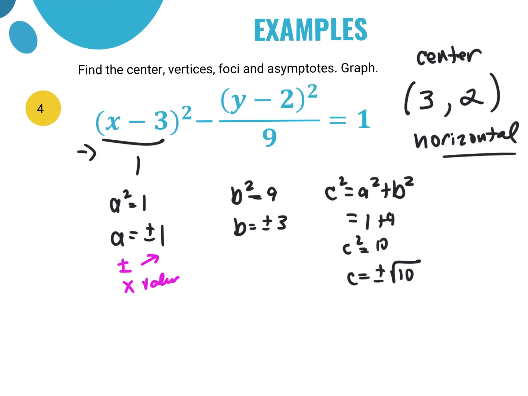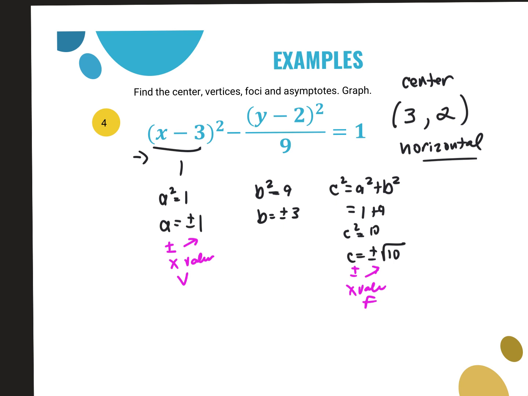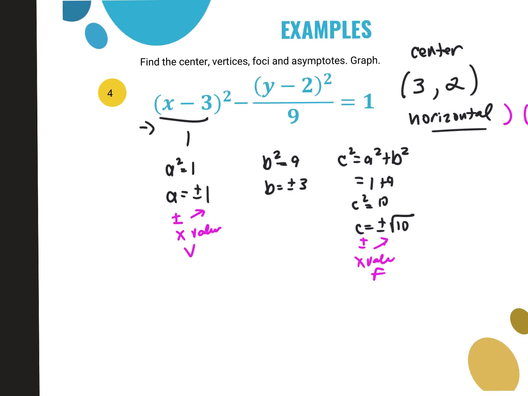You're going to add and subtract radical 10 to your x value to find your foci. This is to find our vertices. So you can kind of already envision where your center is, which direction your hyperbola is going to open, where your vertices are, and where your foci are. So let's go ahead and figure out where those values are.